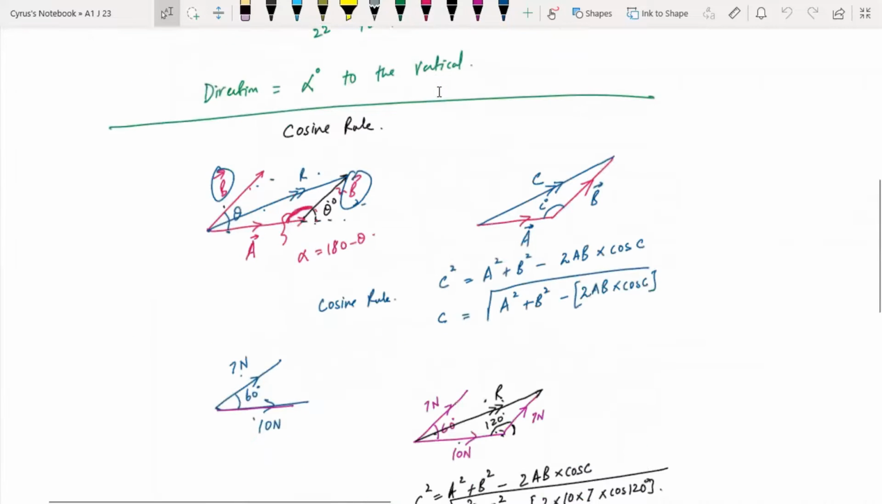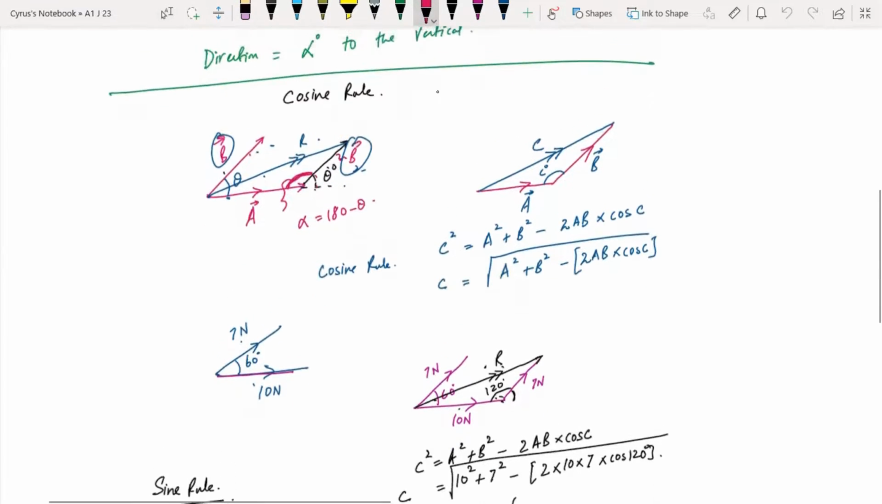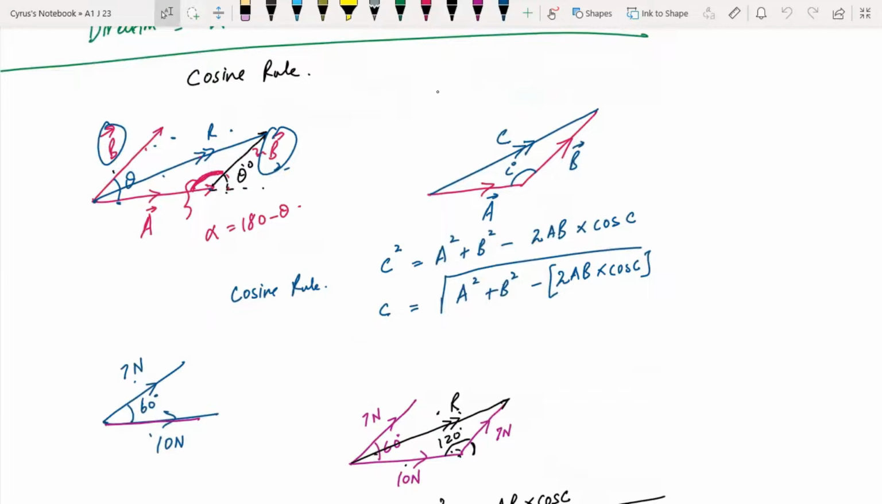फिर हमने बात की थी कोसाइन रूल के बारे में. कोसाइन रूल से क्या होता है? You can find the resultant, right? If you have the included angle and you have two vectors here, you can apply this formula, which is c square is equal to a square plus b square minus 2ab. 2ab का मतलब है ये a और b, और ये c जो है ये इंक्लूडिंग एंगल है. ठीक है? So we saw that c is equal to a square plus b square under root minus 2ab into cosine of c. This is what we discussed.